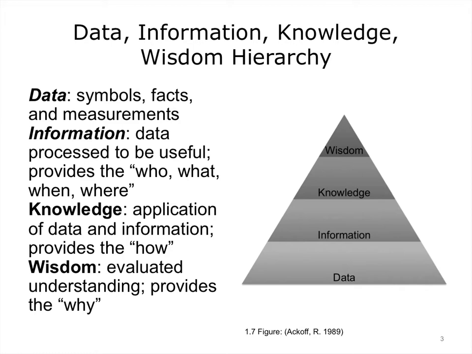on the second layer. Information provides the answers to who, what, when, and where. When information is given meaning by interpreting it, information becomes knowledge. Knowledge answers the how questions. Finally, wisdom, at the very top of the pyramid, answers the why questions. Now we will look at aspects of the data layer.